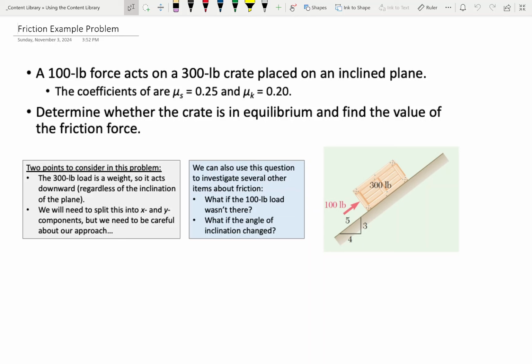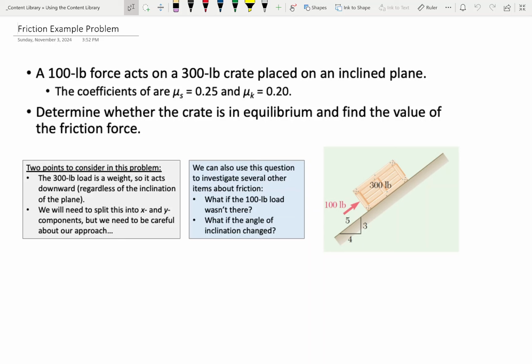Now, think about what's happening. Without the 100 pounds, the block is wanting to slide down the ramp. So the 100 pounds is helping prevent that from happening. And what we want to know is, is the crate in equilibrium? That's a loaded question because there could be three possibilities, right? The crate could be in equilibrium, the crate could be sliding down the ramp, or the crate could be sliding up the ramp. You know what I mean?